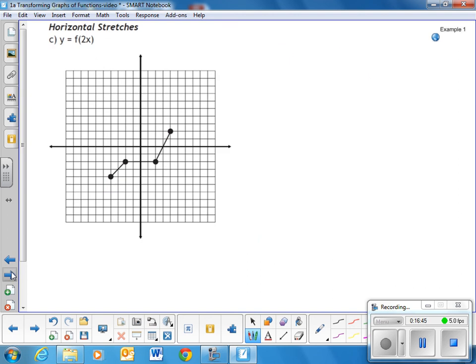Let's look at a horizontal stretch. So in this case, the 2 is inside of the function, so we know that it's going to affect the x values. And it's going to do the opposite. So instead of multiplying each of our x values by 2, it's going to divide each of them by 2. There's no change to the y values. Listing our key points.